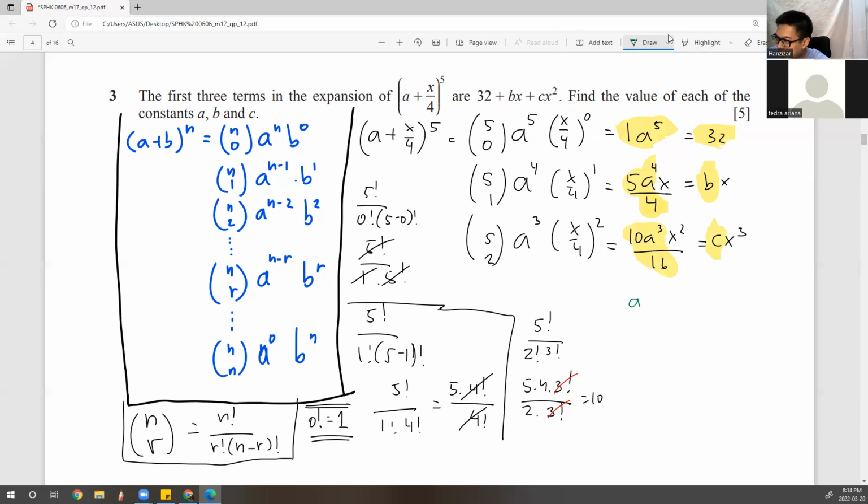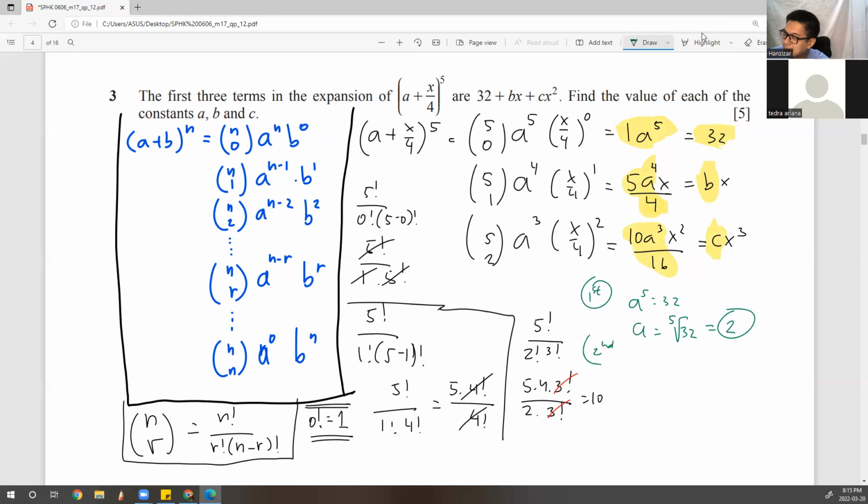So for the first term, a power 5 equals 32. So you can get a easily, 2, right? So a equals log. Wait, no. It's not a logarithm, because a logarithm is used to find the power. The power is given, 5. So it's the power 5 root of 32. So it's 2. Okay, a equals 2.